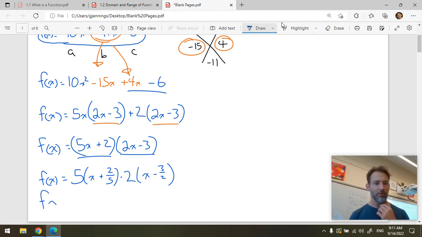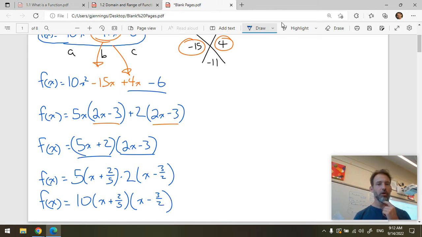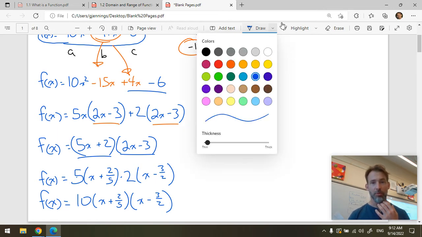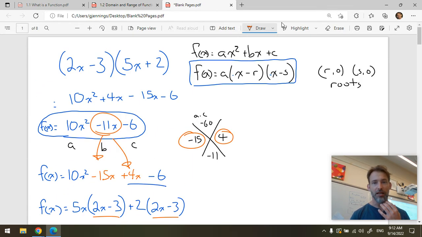And then I will have f of x is equal to, multiply 5 times 2, 10, multiplied by x plus 2 over 5, times x minus 3 over 2. This is proper factored form, and it tells me the roots. The roots are negative 2 over 5 because these are sign flippers. Remember that we have to flip the sign because it's x minus the root up there.